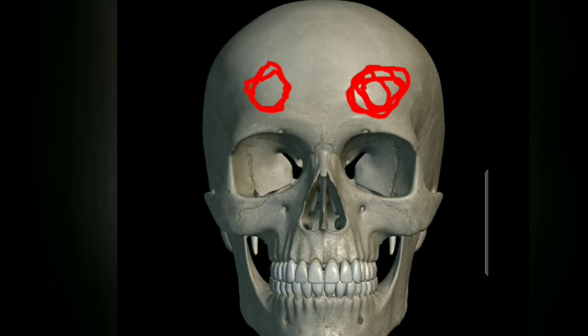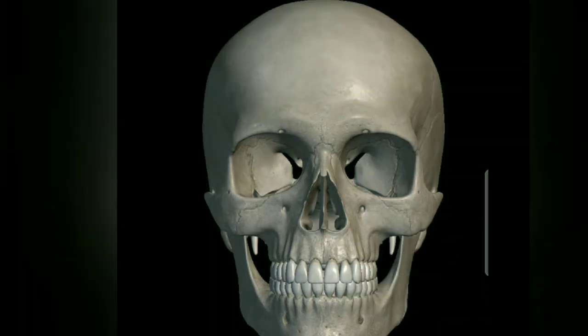So what is the significance of this point is that they are the site of ossification of the frontal bone during the embryological development. Okay, so now coming to the orbital openings.